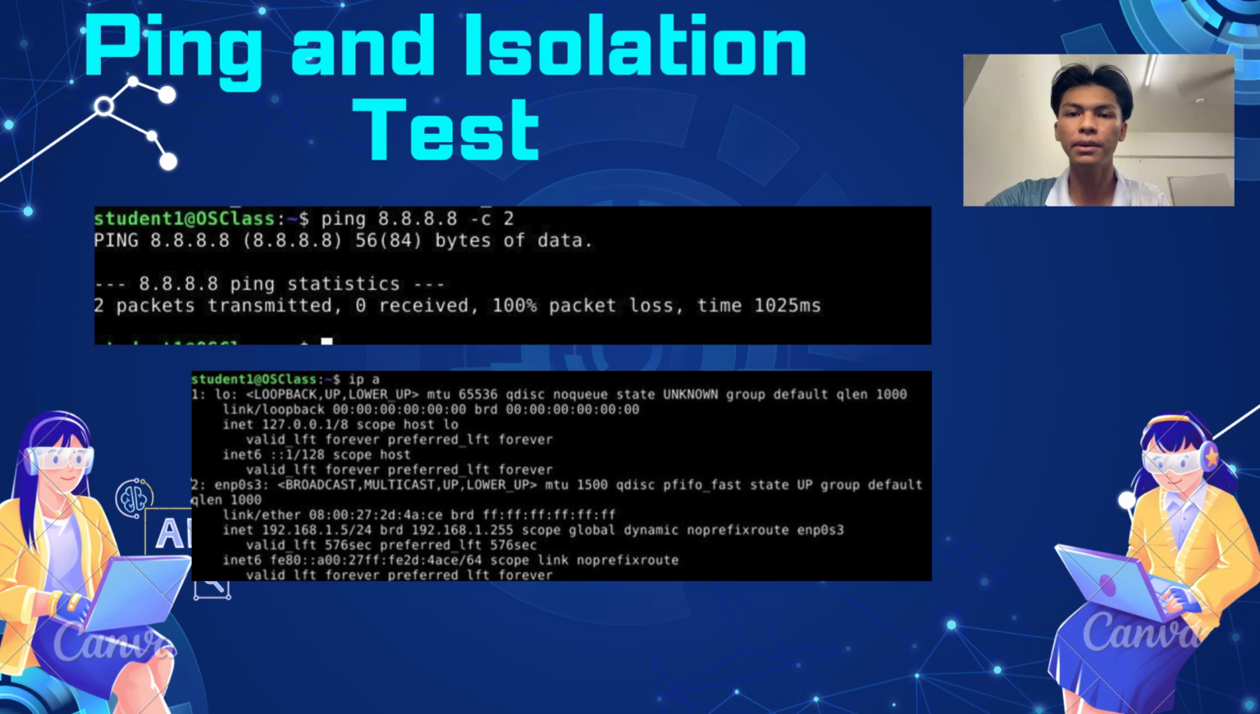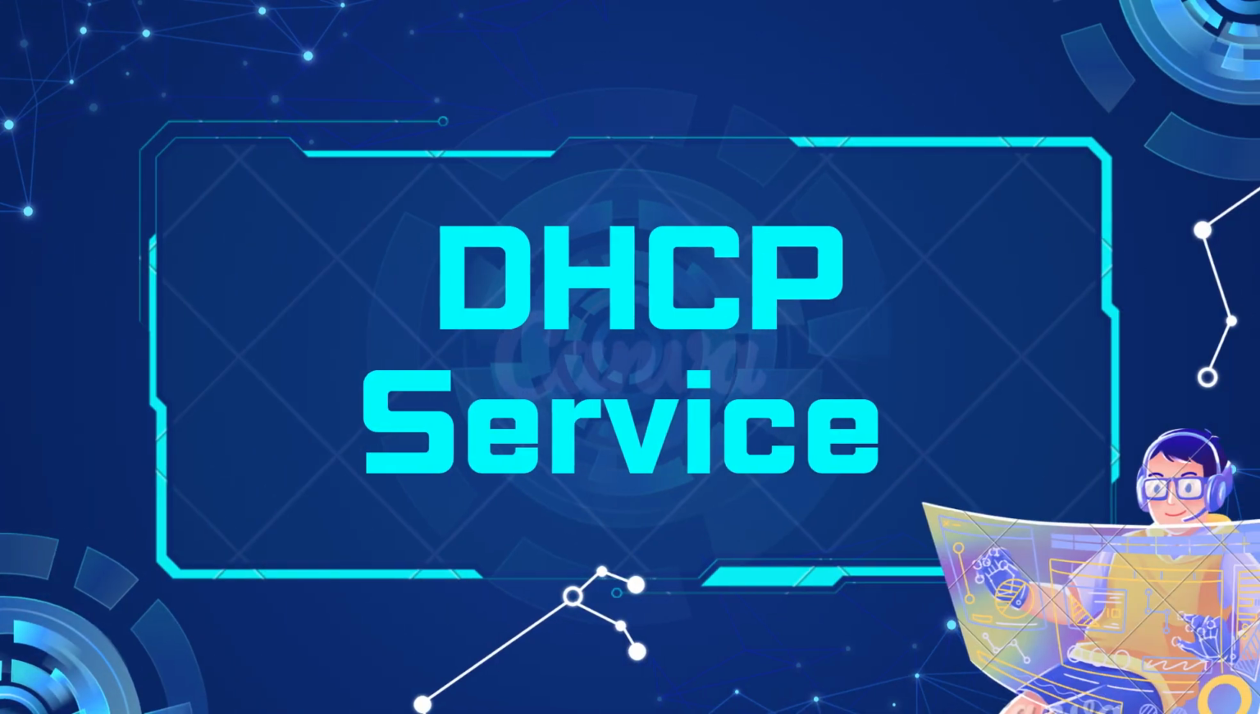Next, I use the ip command to verify the client network configuration. The output shows that the client has been assigned an IP address, confirming that it successfully received an address from the DHCP server. This result demonstrates that the network isolation policy is working correctly while still allowing communication within the private network environment.